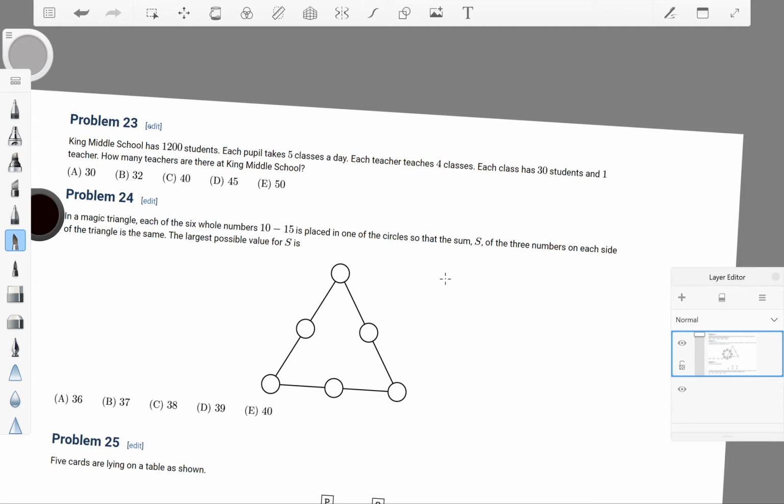Problem 23. King Middle School has 1,200 students. Each pupil takes 5 classes a day. Each teacher teaches 4 classes. Each class has 30 students and 1 teacher. How many teachers are there at King Middle School?